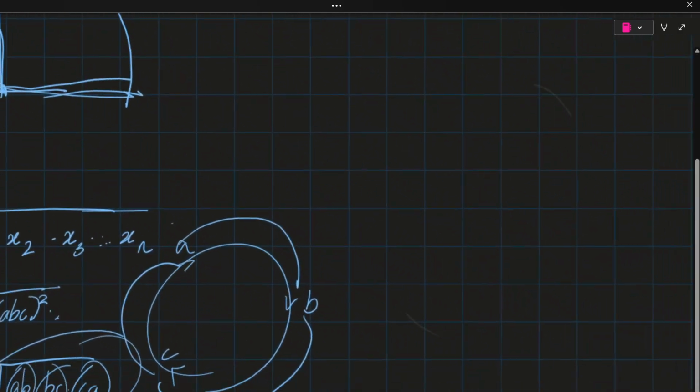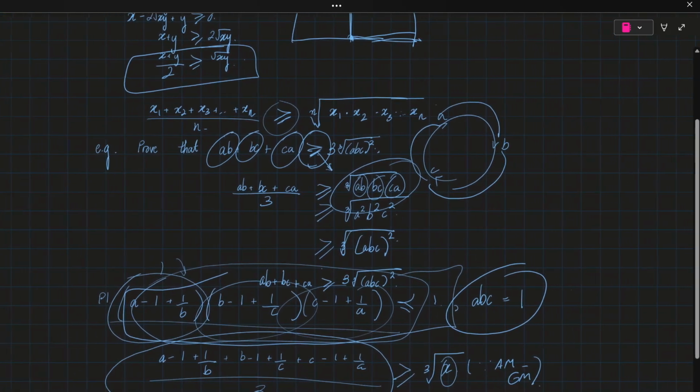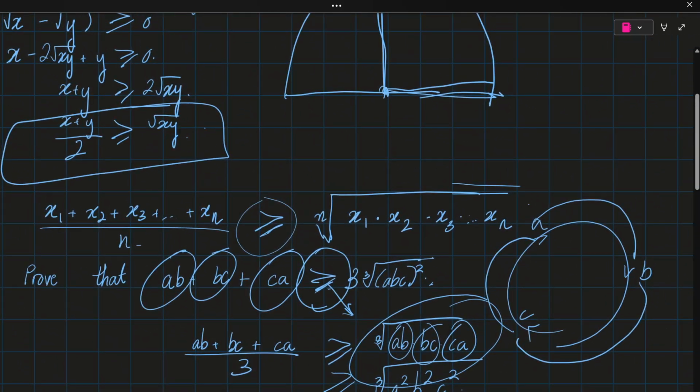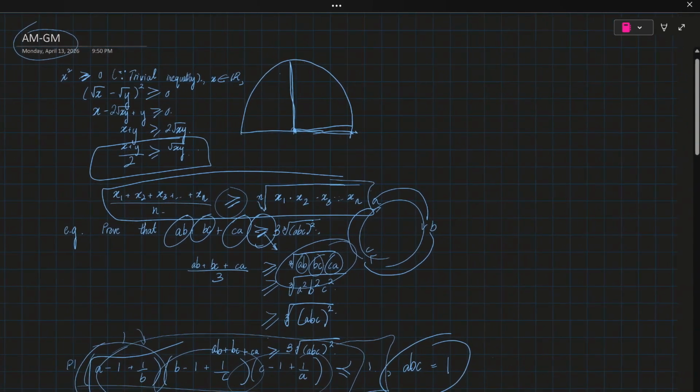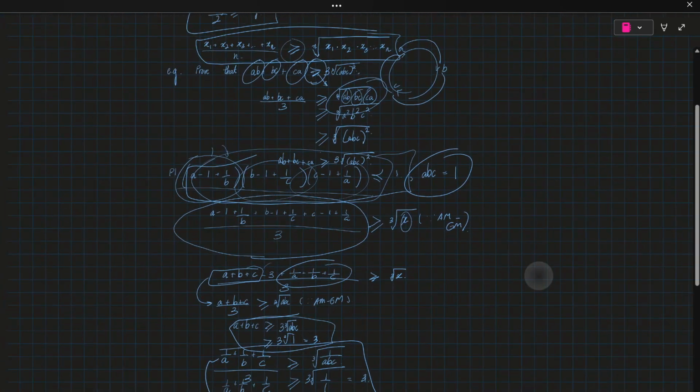And as a summary, you'll just need to get used to applying this formula for the AMGM: x1 plus x2 plus so on to xn, divided by n, is always greater than or equal to the nth root of x1 times x2 times so on until xn. And that's pretty much it.